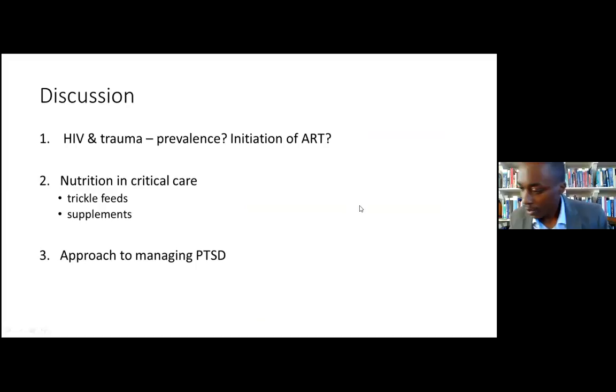I think we're running out of time. Would like to discuss point number 2. Dr. Kujoka, can you tell us what trickle feeds are? Discussion point number 2. If you can tell us what trickle feeds are.